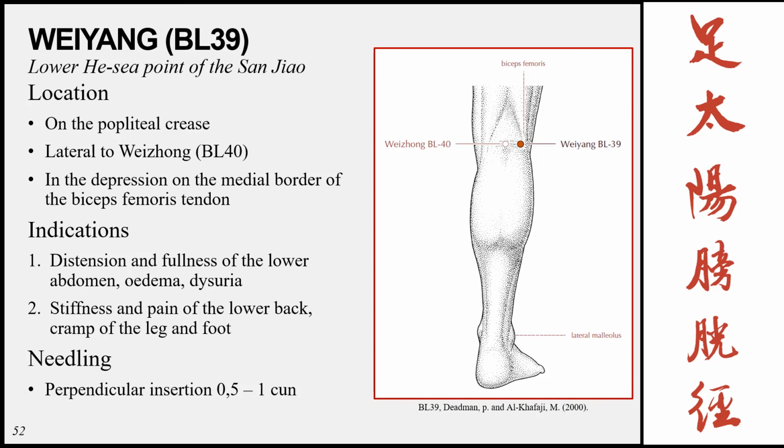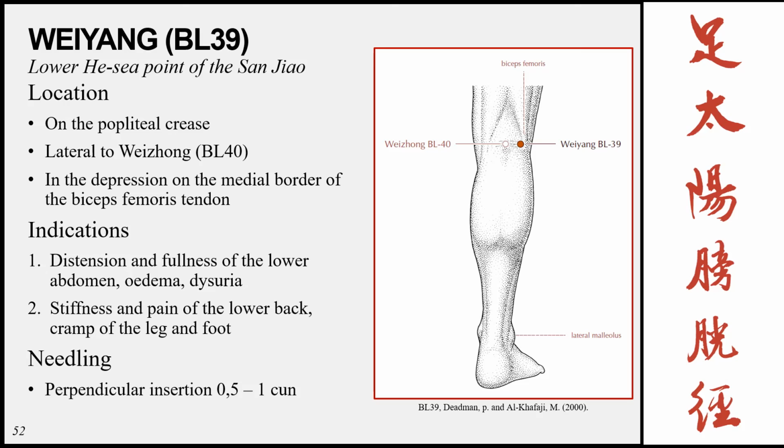The next point is WEIYANG, bladder 39. This is a lower Hersey point of the SANJIAO meridian. And its location, it's on the popliteal crease, lateral to WEIZHONG, bladder 40, in the depression on the medial border of the biceps femoris tendon.